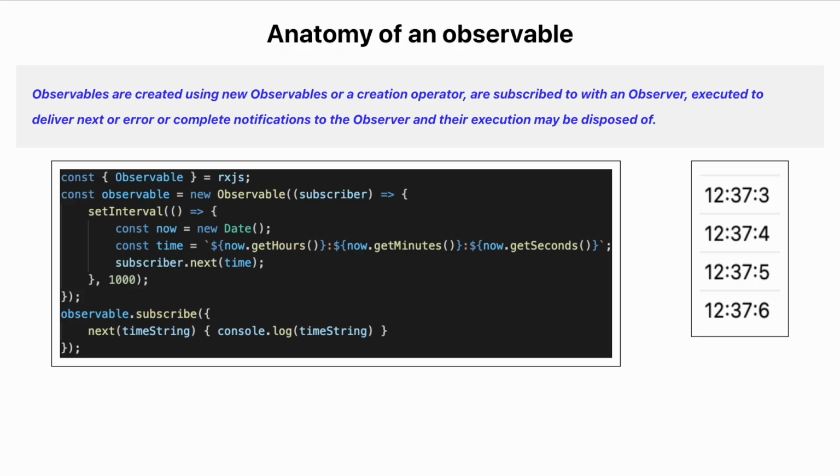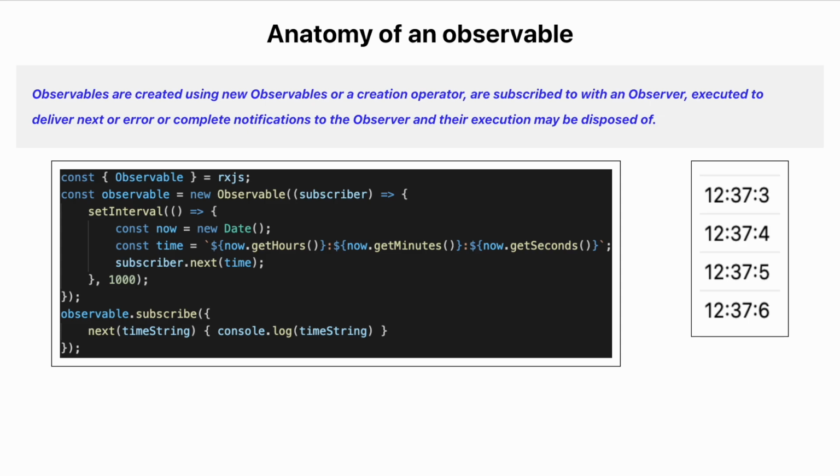Anatomy of an Observable. Observables are created using new Observable or a creation operator, and are subscribed to with an Observer. They are executed to deliver next, error, or complete notifications to the Observer, and their execution may be disposed of. The Observable constructor takes one argument, the subscribe function. Observables are created using operators like of, from, interval, etc.